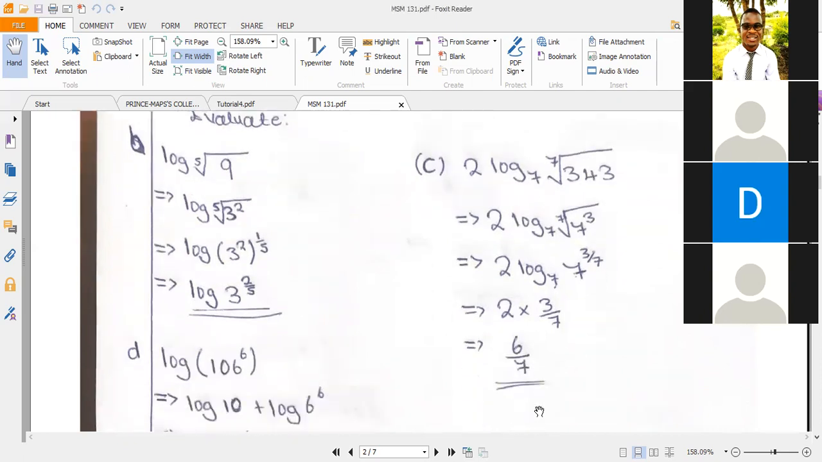Or you can say you drop this power from here, you drop it behind the log, and you will say 3 over 7 times 2, which will be 6 over 7, log 7. But log 7 is 1. So 6 over 7 times 1 is still 6 over 7. So you will still come back to the answer 6 over 7.